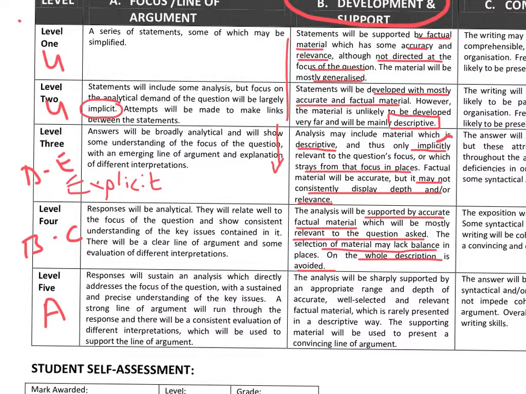So you make sure you link your knowledge to the question. And that's what you're doing with the grades B to C. On the whole, you are avoiding description. There may still be occasional sections of the essay where you lapse into a bit of description and you're just putting information down for the sake of it. But on the whole, description is avoided.